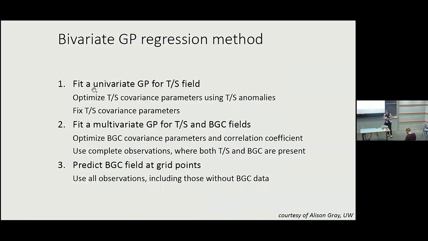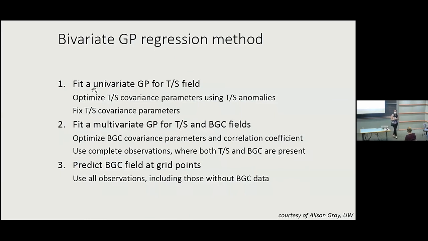And so what we do is to actually first fit a univariate Gaussian process to temperature and salinity to estimate the parameters, leveraging the multitude of observations of temperature and salinity in the ocean. Once we have those parameters, we go on to estimate the covariance parameters for the BGC variable, for which we have limited amount of observations. In this case, it will be oxygen, and also the correlation coefficient across fields. Finally, at this point, we can predict the BGC field.